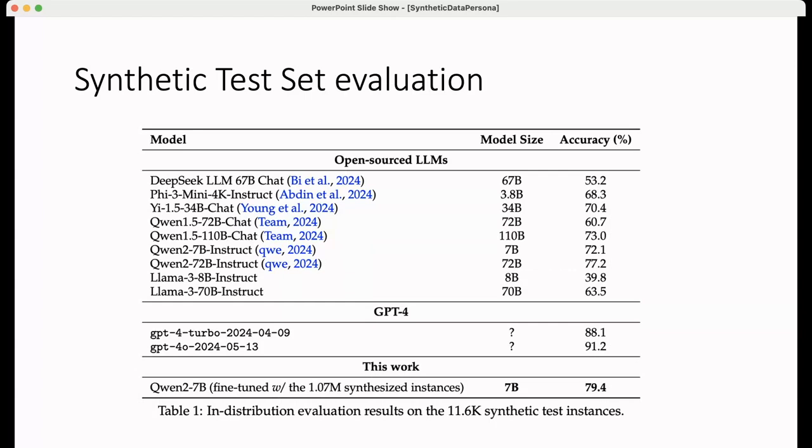And basically they train a 7 billion Qwen2 model, fine-tuned with these 1 million synthetic instances, right? So the model size is 7 billion, and this is just for math. And this is the accuracy. I think this is on the in-distribution test set they have, the roughly 11K synthetic test set. And this is the GPT-4 performance on that, and this is more of the open-source LMs with varying sizes. It shows that this 7 billion model fine-tuned on this synthetic data set has some degree of strong math capabilities, kind of distilled from GPT-4, compared to these open-source models.